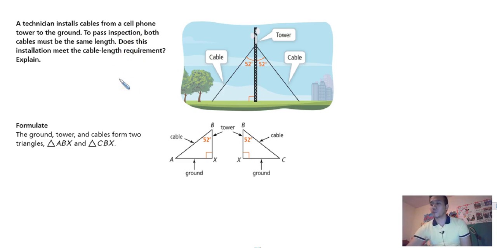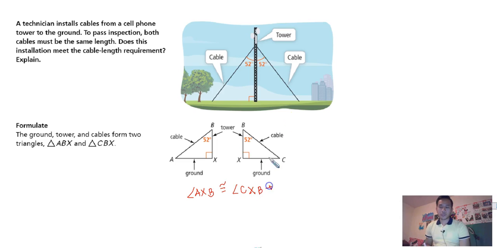So what we are going to do here is that the ground, tower, and cables form two triangles, which are triangle ABX and triangle CBX. So these two triangles have a common side. All right angles are congruent, so your angle AXB is congruent now to angle CXB.